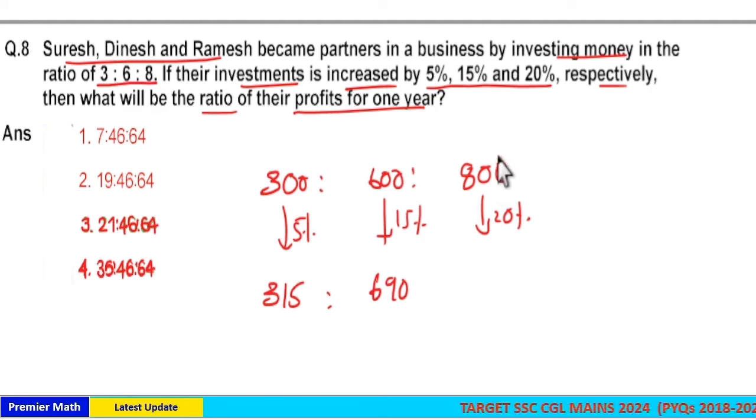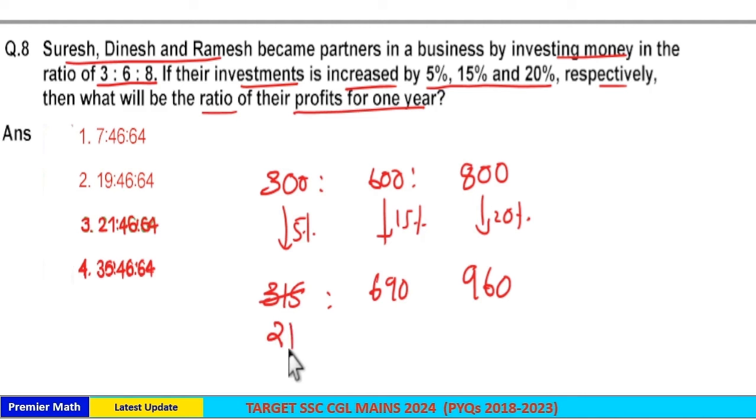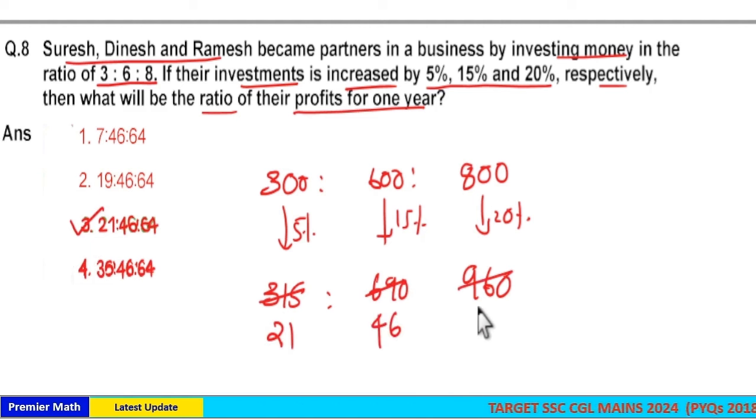Same way here, 10% is 80, so 20% is 160. So 800 plus 160, 960 is the new investment. Now if you take the ratio, 15 goes 2 times in 30, 1 time in 15. That is, here 15 goes 4 times in 60, 6 times in 90.